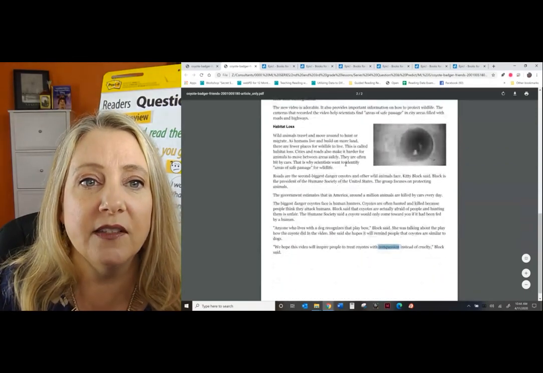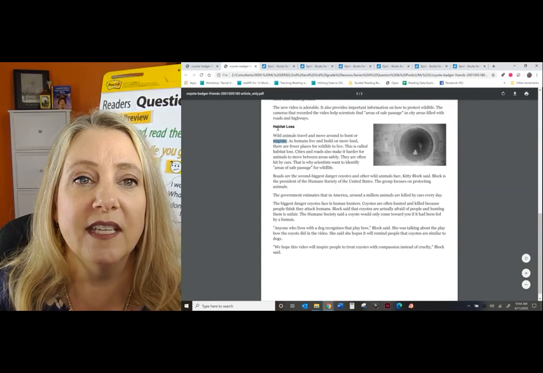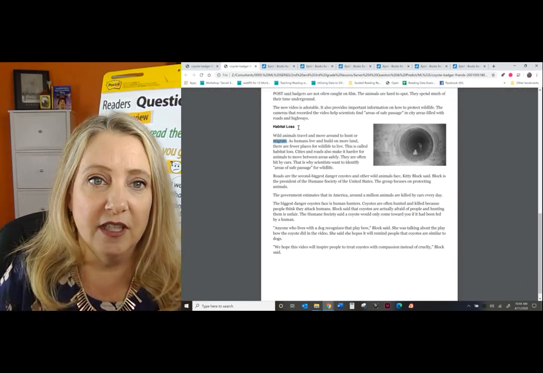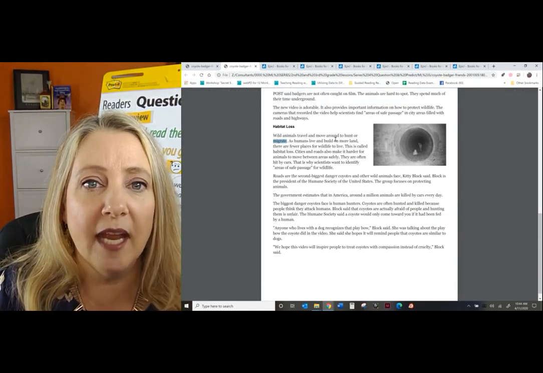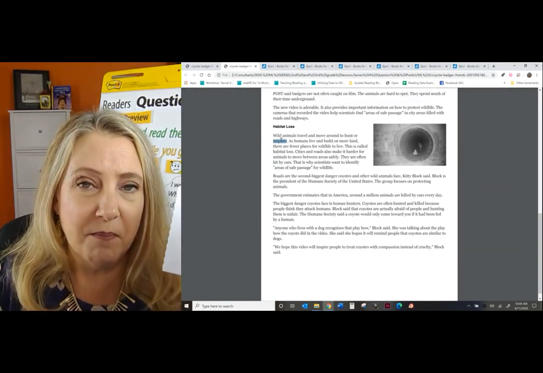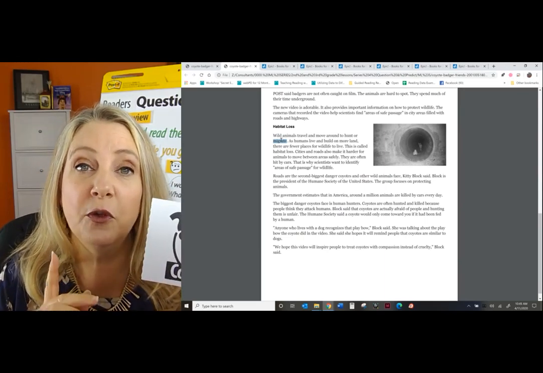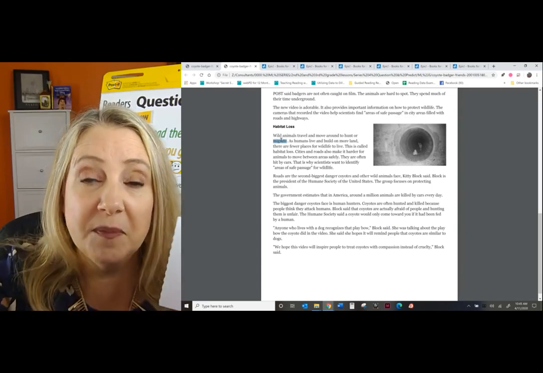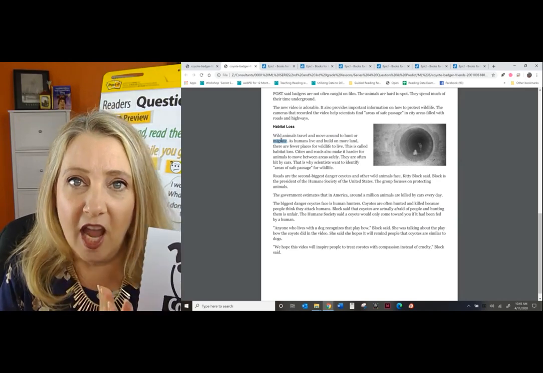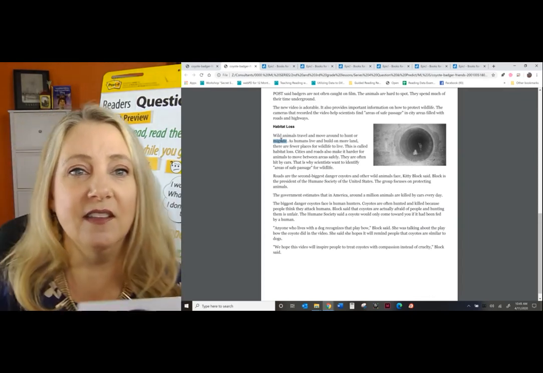But now I want to take us to this section where it says habitat loss. You see that? So now I'm going to read in this section here. Wild animals travel and move around to hunt or migrate. And then my brain says, migrate? What's that word mean? Okay, so now I have to use context clues because this picture is not going to help me. And there's no glossary in this article. So watch, I'm going to reverse. I'm going to read the previous sentence.